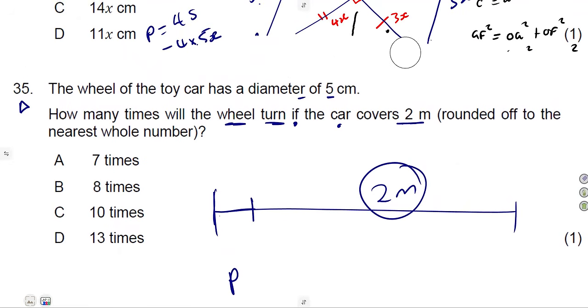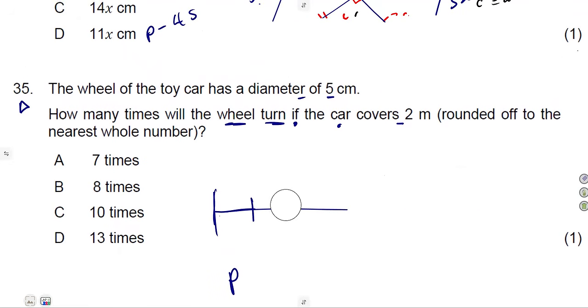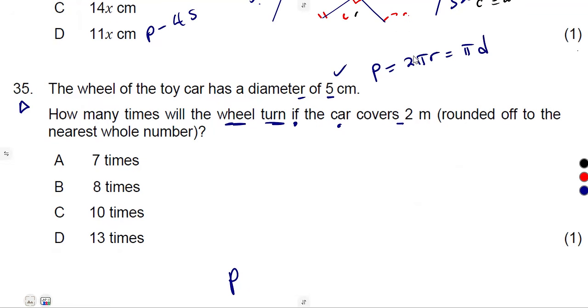First, what is the perimeter of the wheel? These are in centimeters. So let's find our perimeter. Remember I said perimeter is 2 pi r or pi d. 2 times radius gives us the diameter, so you can use pi d, which is pi times the diameter, 5 centimeters. So it was going to be 5 pi centimeters. This is our perimeter in centimeters.